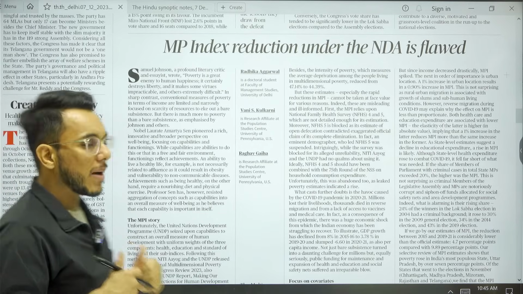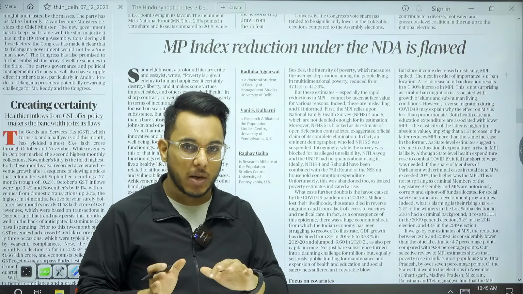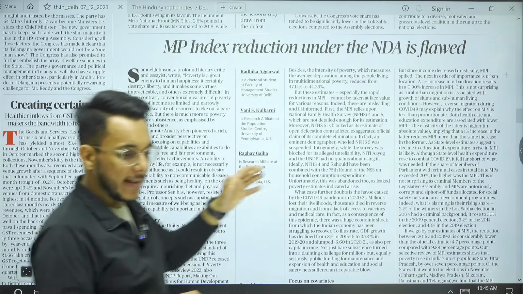The article is talking about the multi-dimensional poverty index. What are the flaws in that? What are the problems of the multi-dimensional poverty index? We'll take this particular article.